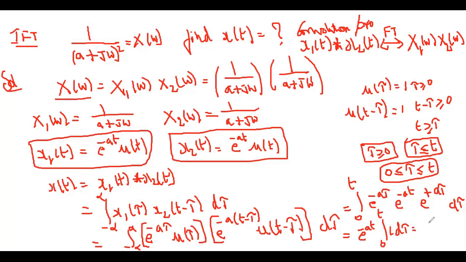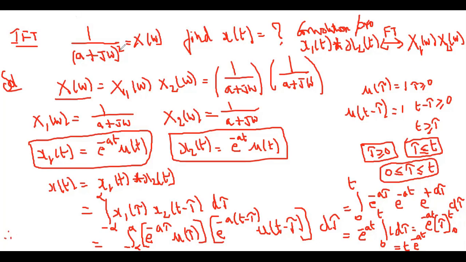It's tau only. So e power minus a t, the tau with upper limit t and lower limit 0. Substituting the upper limit, the value becomes t, and the lower limit is 0. So t into e power minus a t. Since we take from 0 to t, it means it is up to infinity only.